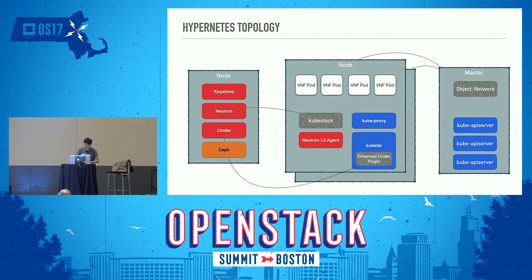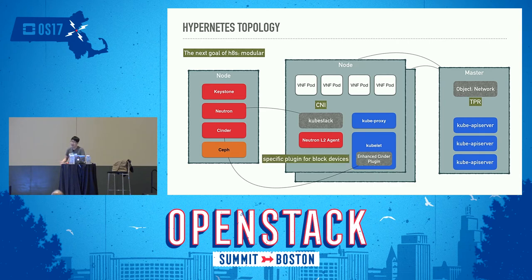And the next goal of the Hypernetes project is to make things more modular. For example, we will use a third-party resource to manage the network object we introduced here. And we will translate the KubeStack to a standard CNI plugin. And we will remove the so-called enhanced standard plugin because now we can just write a special plugin for block devices. It's special for Hyper. And in other cases, you can just use any volume plugin which is supported in Kubernetes.